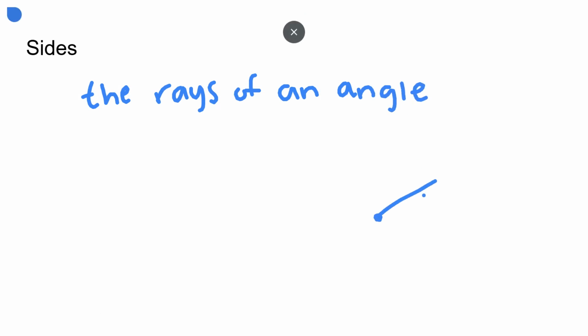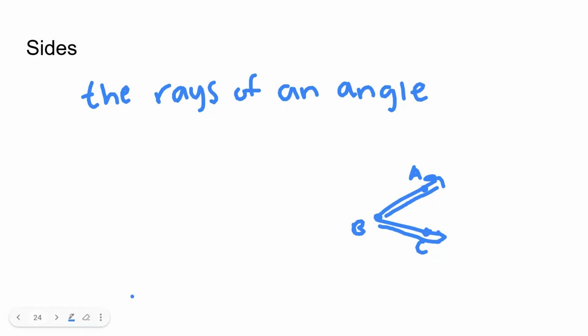Sides are the rays of an angle. So looking at that drawing again, you don't have to draw a different drawing. You can use the same drawing. We have A, B, and C. I have a ray here, and I have a ray here. And those are the sides of my angle. Those two things come together to make the angle.